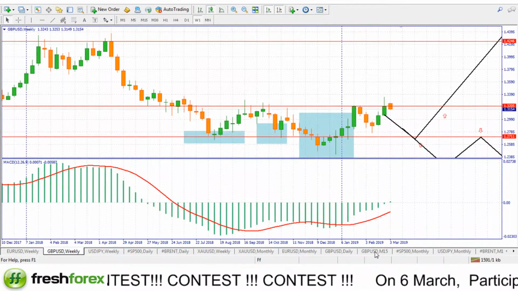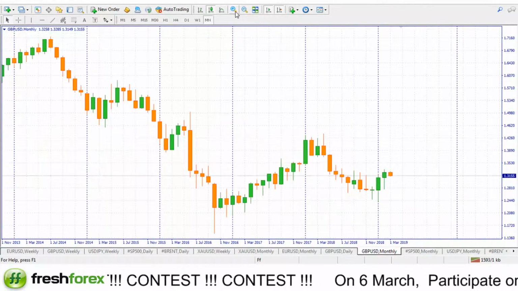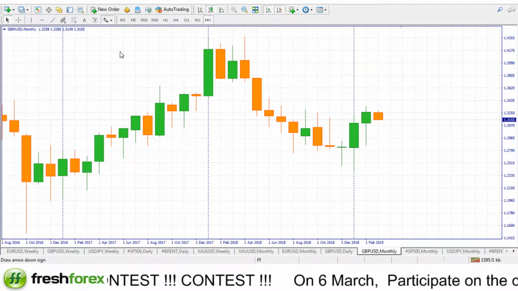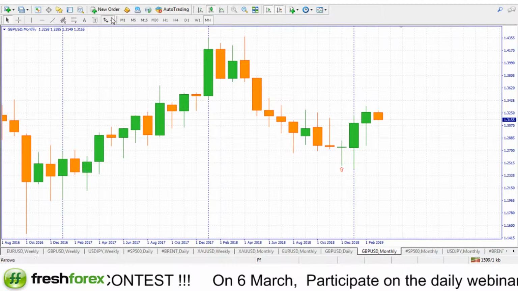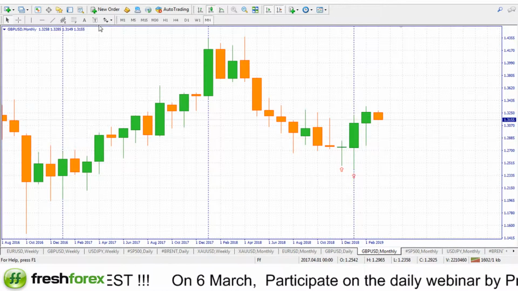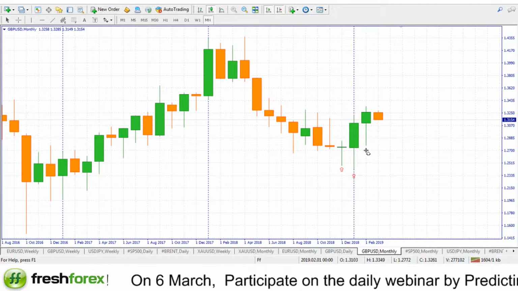Just look at it like this. Look at this chart from the monthly point of view. See what I'm saying? There's this formation that means that the price is possibly heading up. So you have that. We also have that. And then we also have the previous month's candle, which is actually a pin bar.